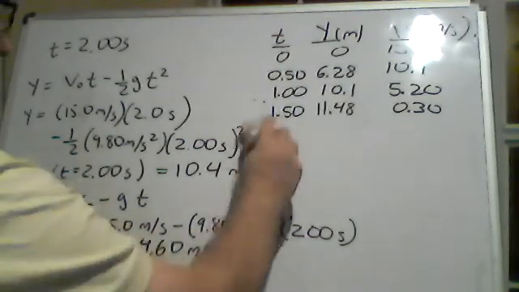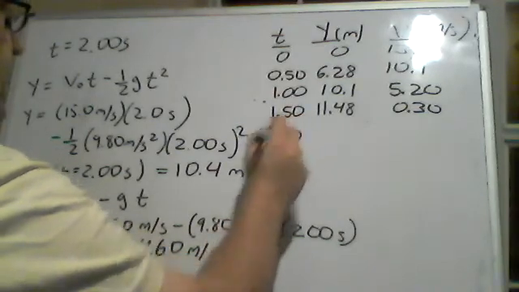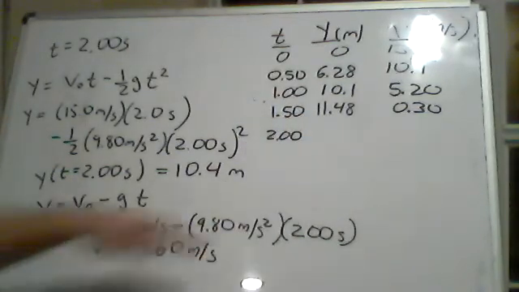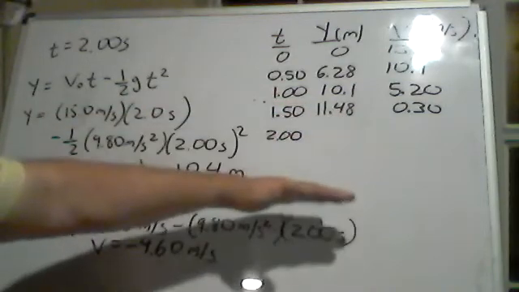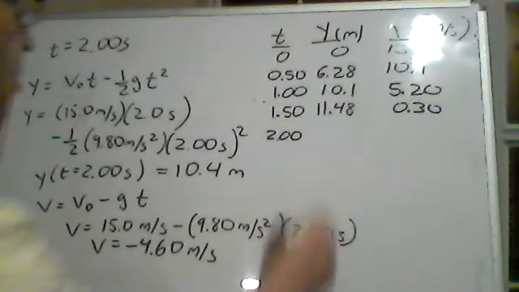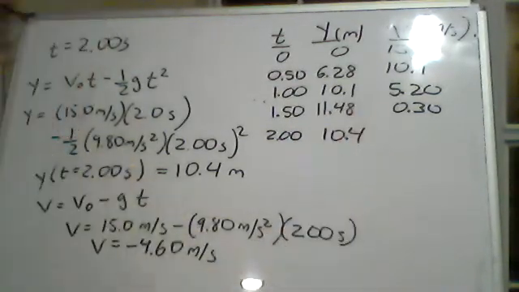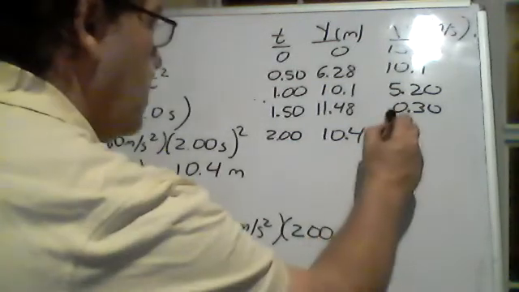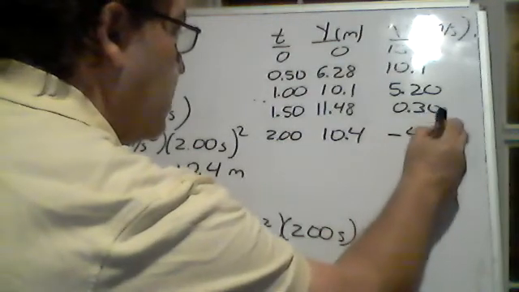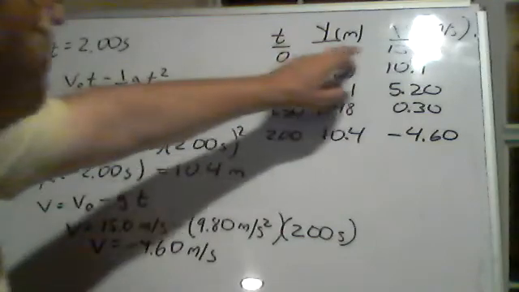When I consider 2.0, what has happened is I have reached the pinnacle and I'm coming back down. Notice I was at 11.48, and I'm down at 10.4 now. Now I am falling, and an indication I'm falling is that velocity has changed sign, so negative 4.60. So notice that initially you're rising as fast as you possibly can.